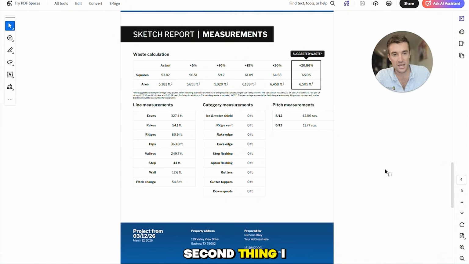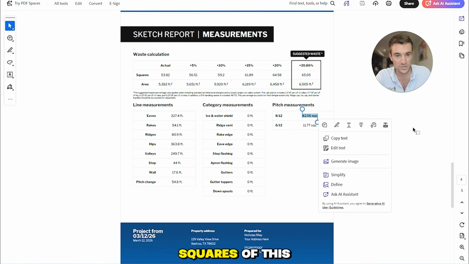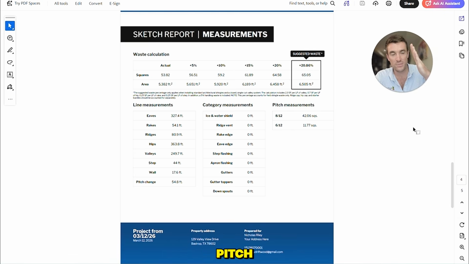And then the second thing I looked at is the different pitch measurements and steepness of the roof. So as you can see, 42.06 squares of this roof is an 8/12 pitch, which means it's steeper than normal.